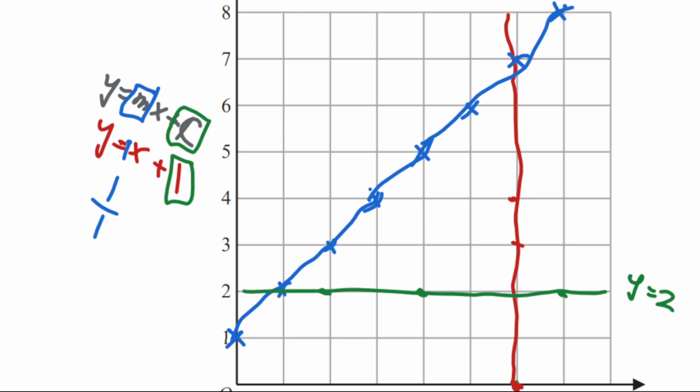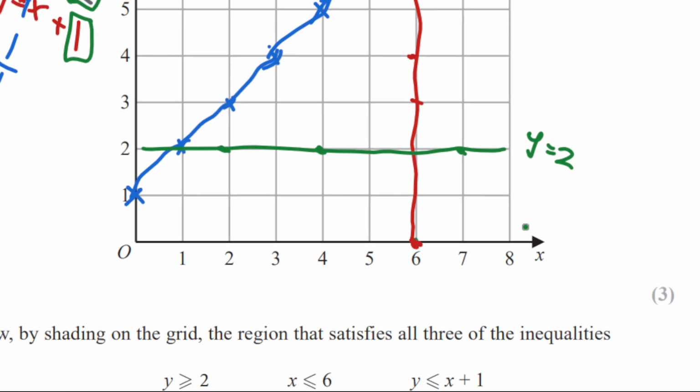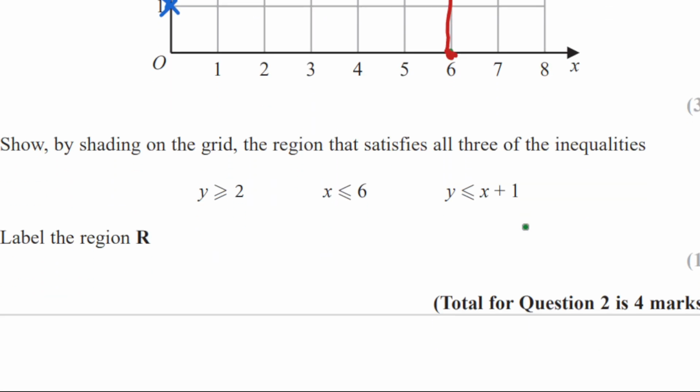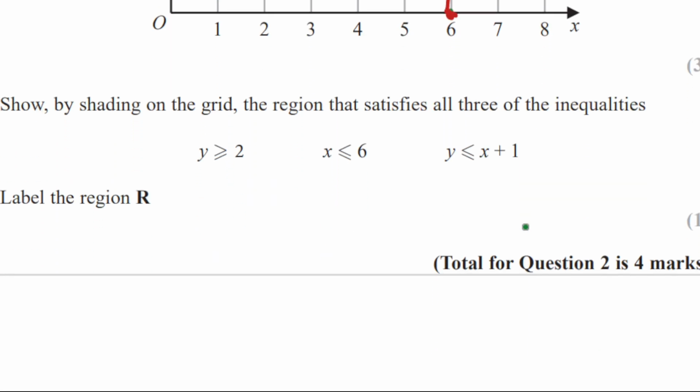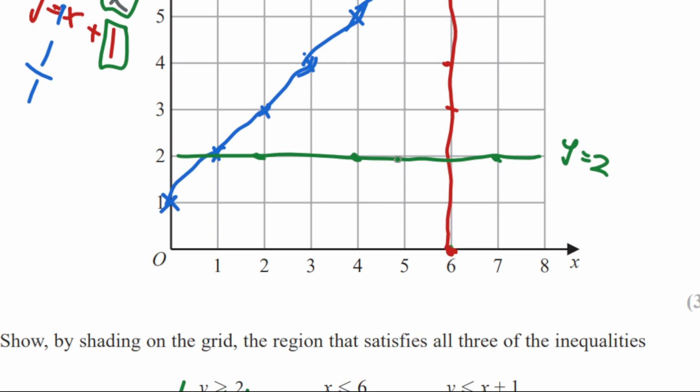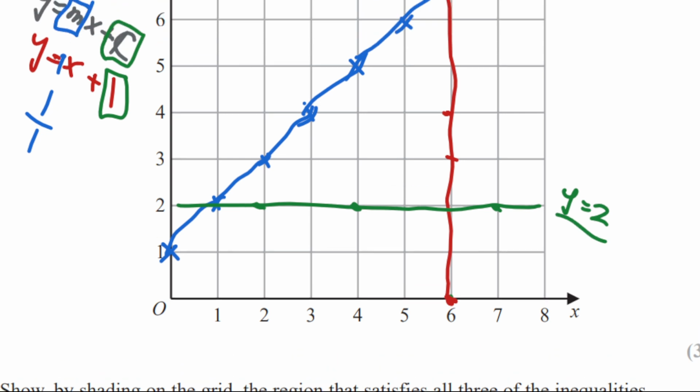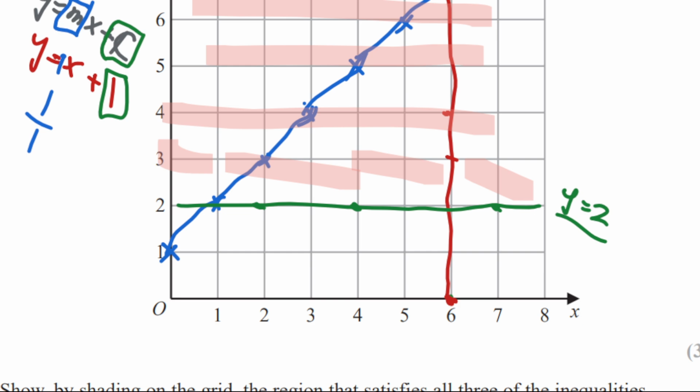Now, let's repeat this part here. This is the first part. We got it. This is 3 marks. Now, let's look at the next part. They said shade y is more than or equals to 2. So we have y equals 2 here. More than or equals to 2 is up here. Everything here.